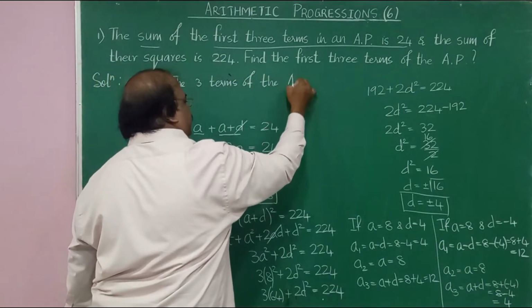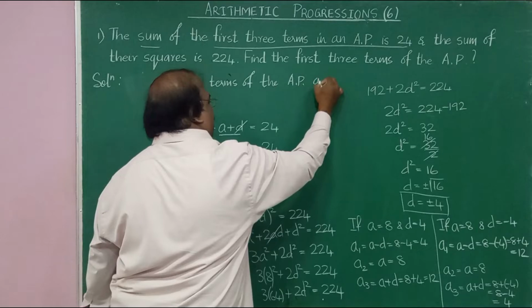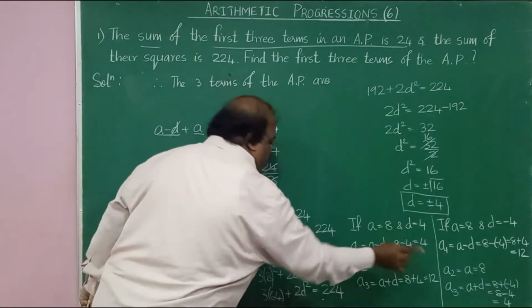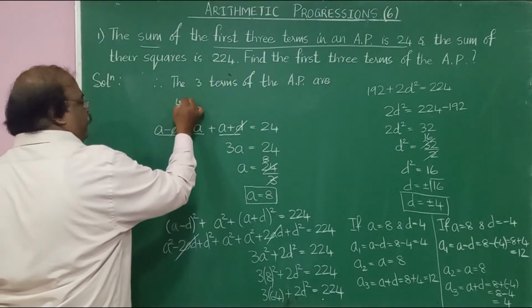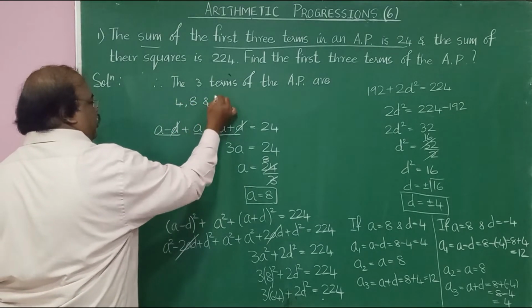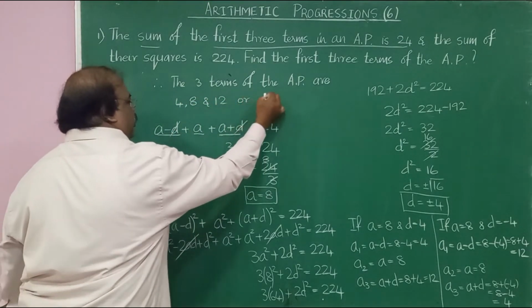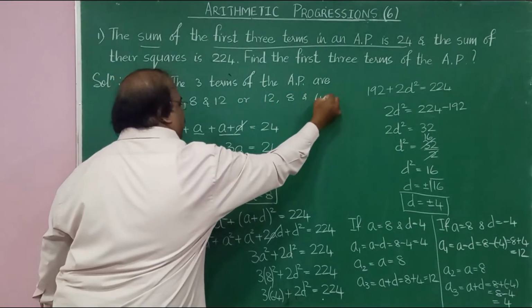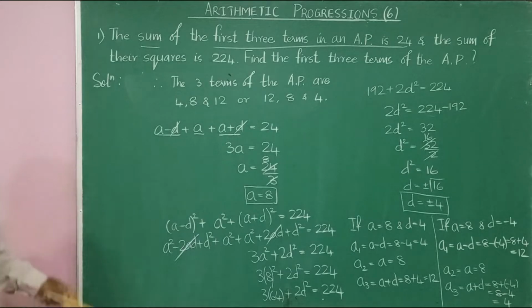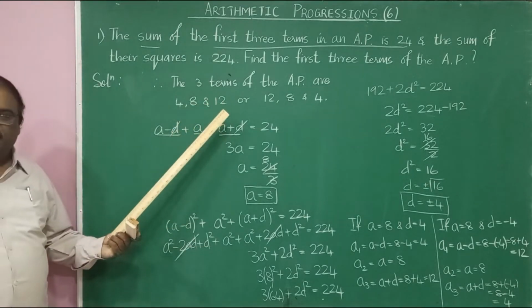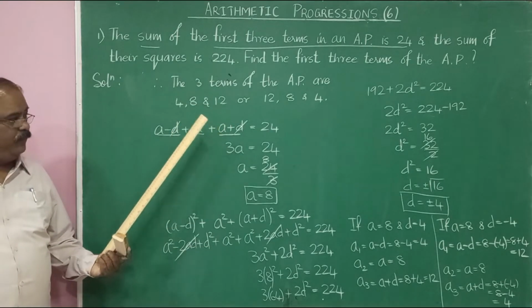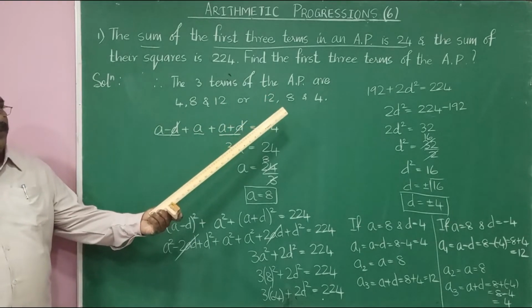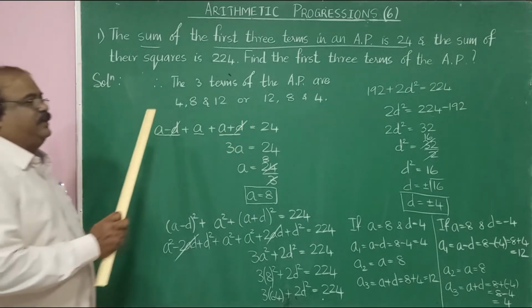Therefore the three terms of the AP are, in the first case, 4, 8 and 12, or it could be 12, 8 and 4. So the three terms in the arithmetic progression could be 4, 8 and 12, or it can be 12, 8 and 4. Let me just add the three terms.